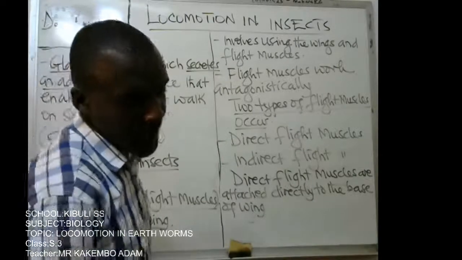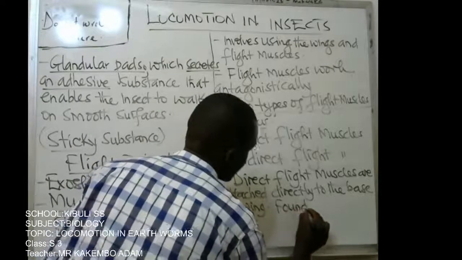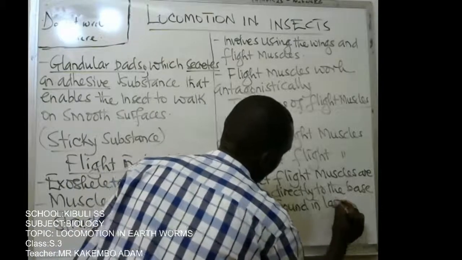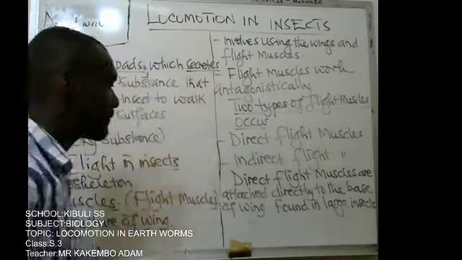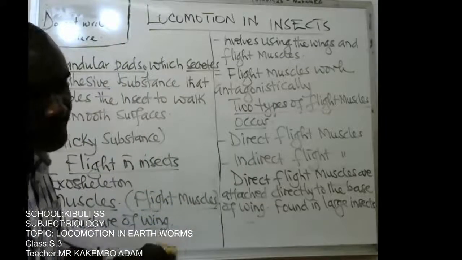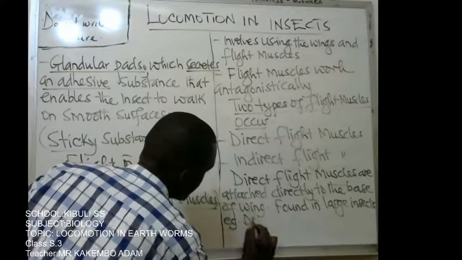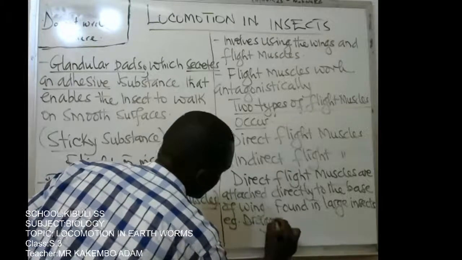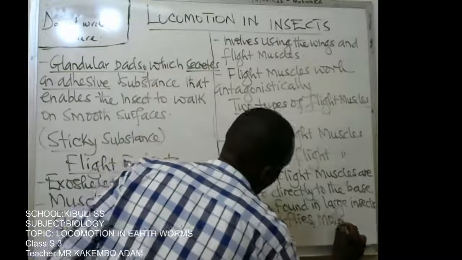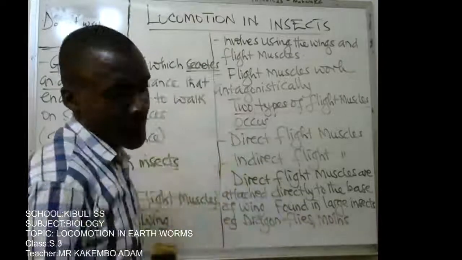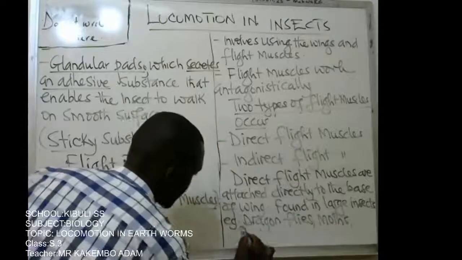These ones are found in large insects. You can give examples: the dragonflies, which are large insects, the moth, the butterflies, and the locusts.